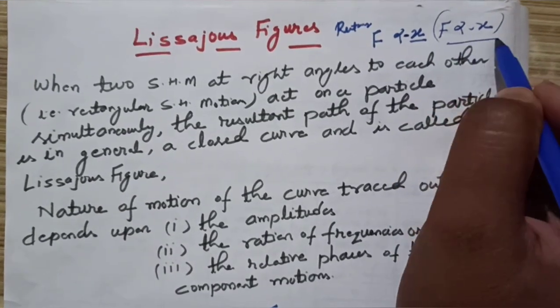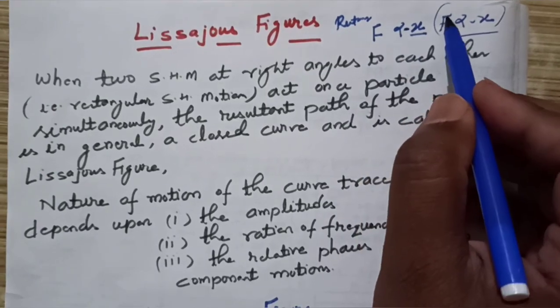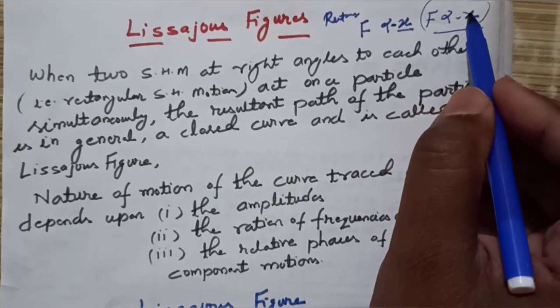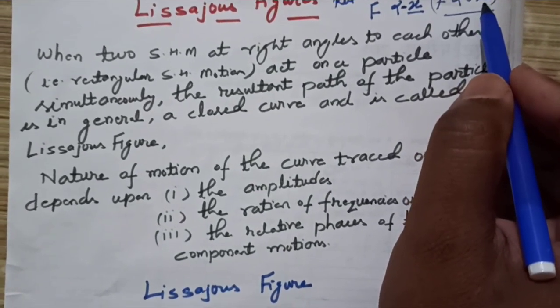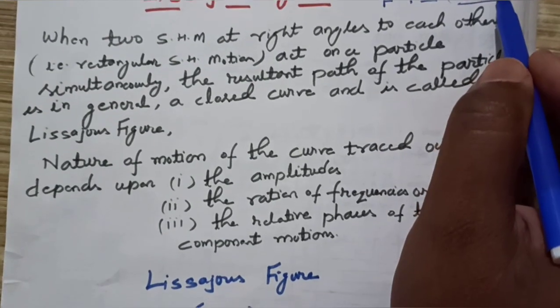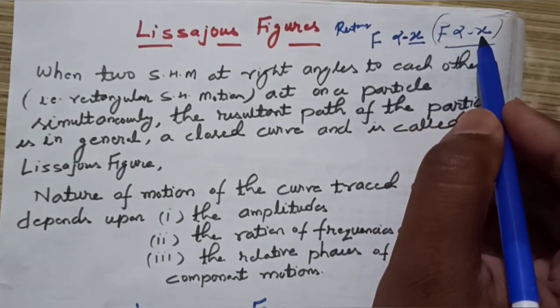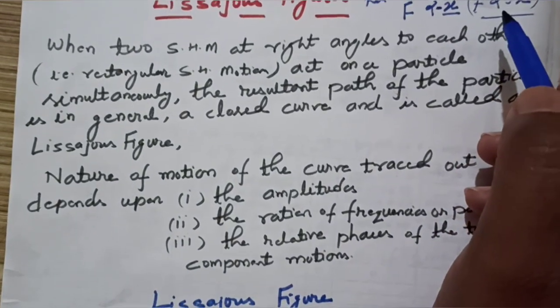So you can say that any periodic motion is said to be simple harmonic motion in which the restoring force is opposite to the direction of the displacement, and this displacement is from the position of equilibrium. The restoring force always acts opposite to the direction of displacement. This is called simple harmonic motion.